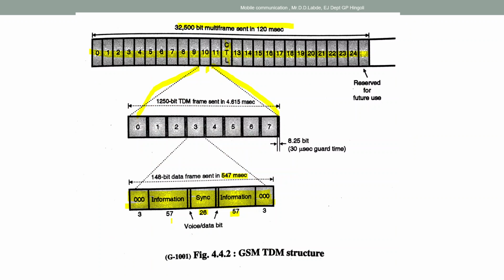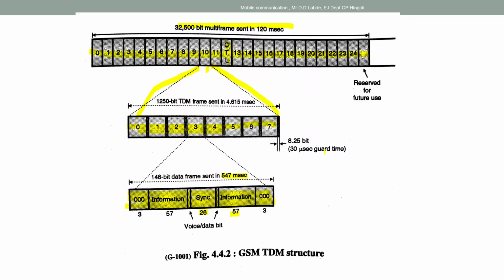This is nothing but your GSM TDM structure. Whenever you are transmitting information, you have to transmit in the time domain, not in the frequency domain. Whatever information you are sending will be framed in a particular structure. In this frame structure, you have 8 time slots, with a gap between each slot.